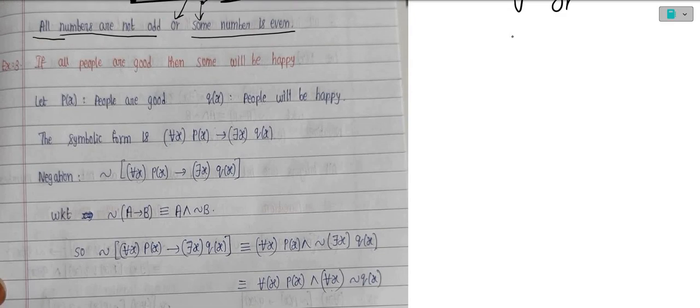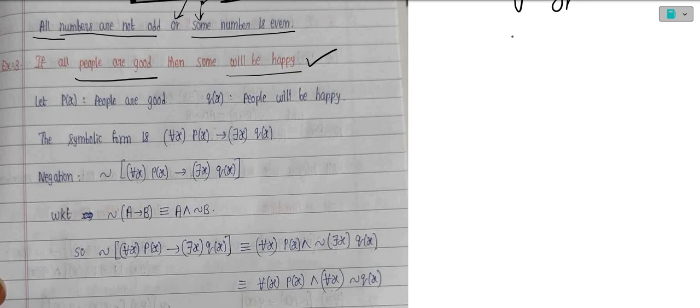That is, if all people are good, then some will be happy. This is the given statement. Here also I am splitting this statement into two parts. First one is P of x, second one is Q of x. P of x is people are good. Q of x is people will be happy.